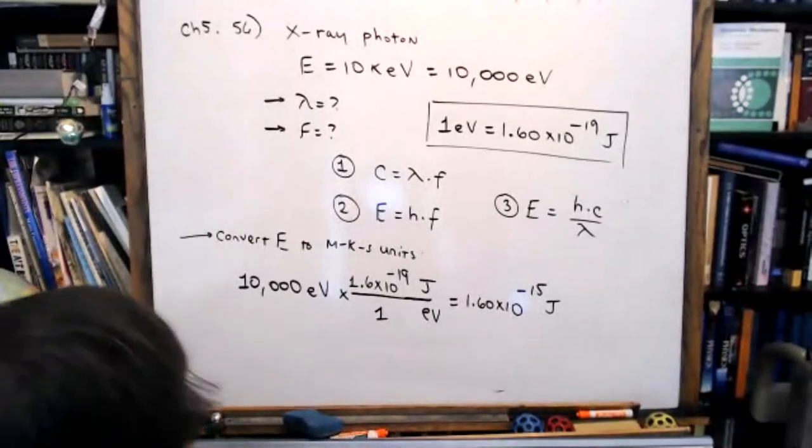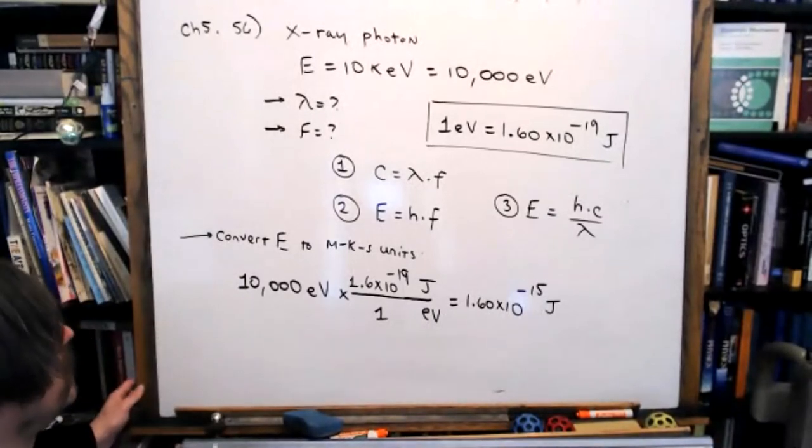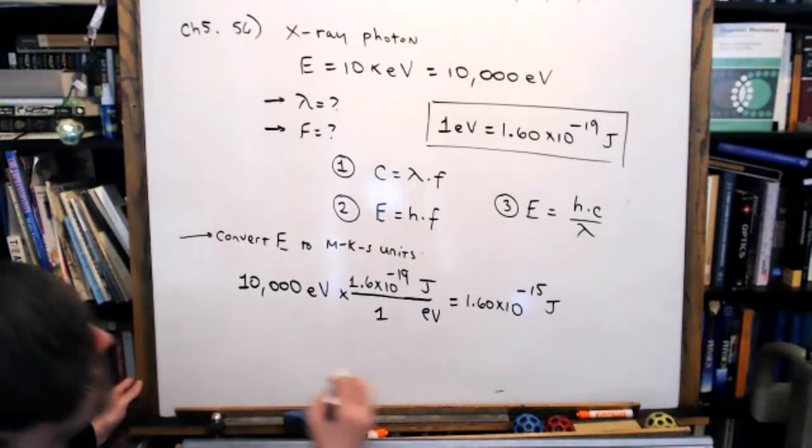Okay, so it'd be E times wavelength then equals H times C. Sorry, my dogs are barking.